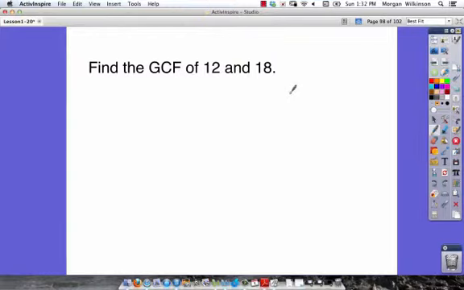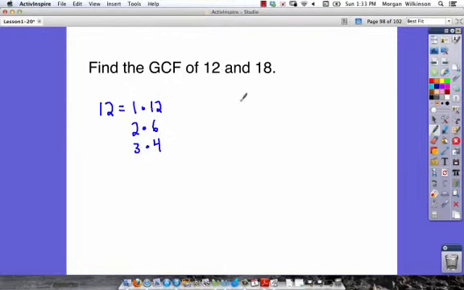The first problem that we have today is find the GCF of 12 and 18. So we're trying to find the greatest common factor. Remember, the factors are numbers that you can multiply in order to get to a certain number. So 12 is equal to 1 times 12, could also be 2 times 6, and it could also be 3 times 4. So if we look at it, it's actually a nice list: 1, 2, 3, 4, 6, and 12.